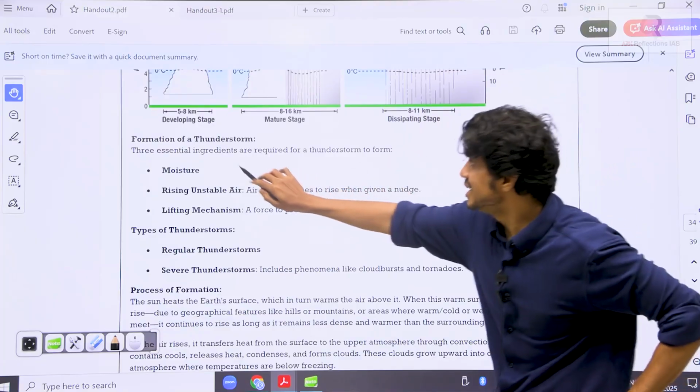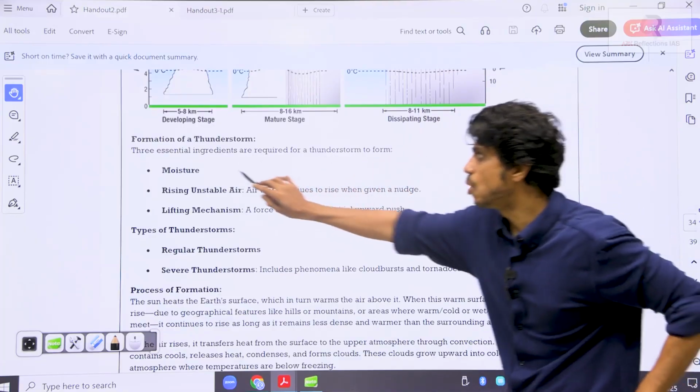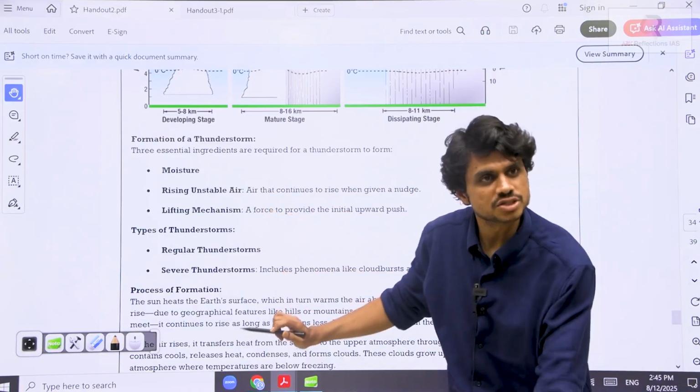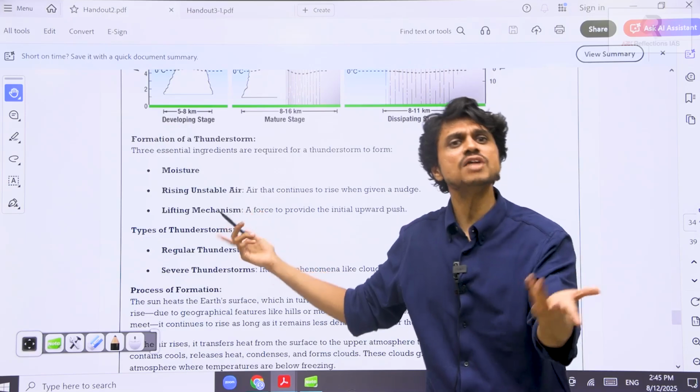Okay, so see, 3 essential ingredients are required for the thunderstorm. Moisture, rising unstable air, lifting mechanism. ఇదేనా నేను ఇందా చెప్పింది. లిఫ్టింగ్ ఖచ్చితంగా మెకానిజం కావాలి. ఇప్పుడు ఇక్కడ ఎందుకు రైజ్ అవుతుంది? బికాస్ ఆఫ్ ద హైయర్ టెంపరేచర్స్.